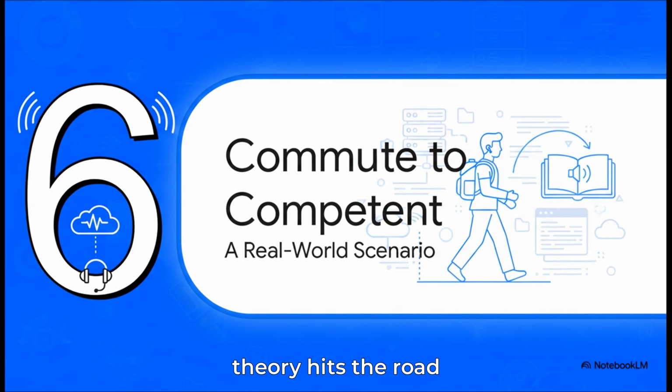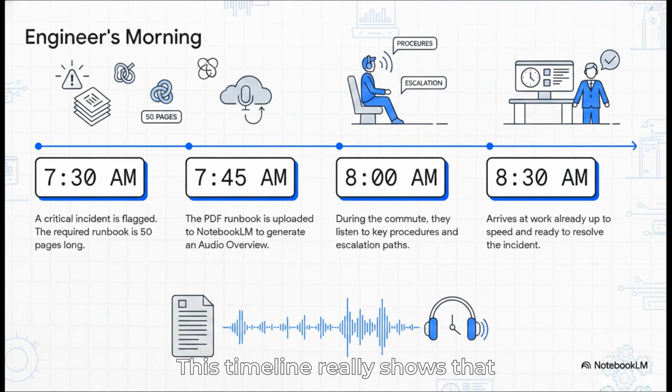So let's see how this all comes together in a real-world situation. This is where the theory hits the road and actually solves a genuine problem for an engineer who's on the ground in the trenches. This timeline really shows that transformation in action. So at 7:30 a.m., a critical issue pops up. Instead of frantically reading a 50-page document, the engineer just uploads it. By 8 a.m., they're on their commute, listening to a quick 12-minute summary of the key procedures. They walk into the office at 8:30, not just ready to get started, but already fully up to speed. That is literally turning dead time into mission-critical prep time.